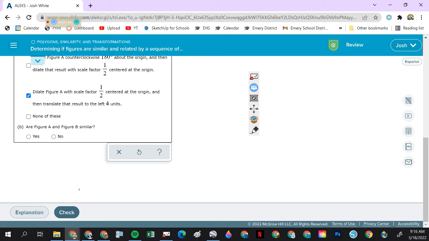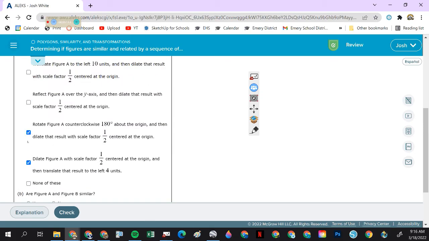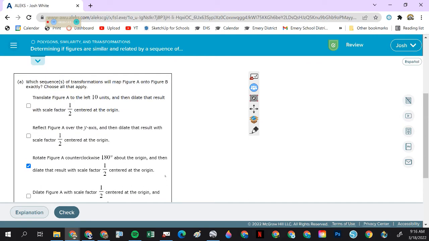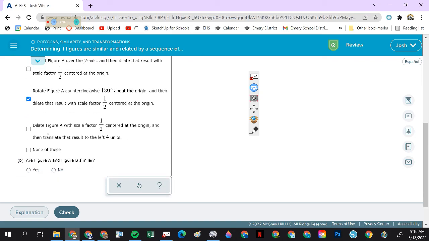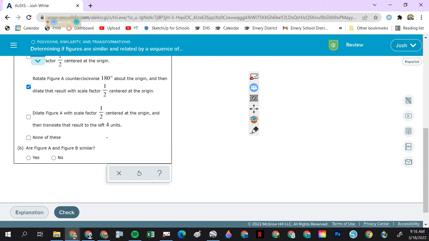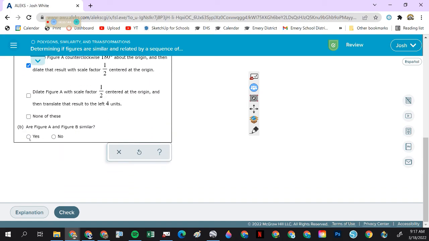Are A and B similar? Oh, did I miss it? Thank you. Oh, so is there only one way to turn this into that? No, we could reflect this way and then reflect this way and then dilate. So you're going to have to read all of them and make sure that all of them work. So if we dilated it to begin with and then we translated it left 4 units, is it going to match that one? No. So are A and B similar? Yes.